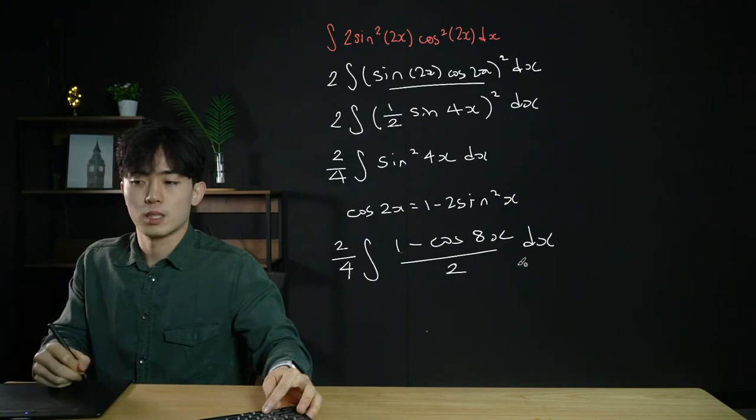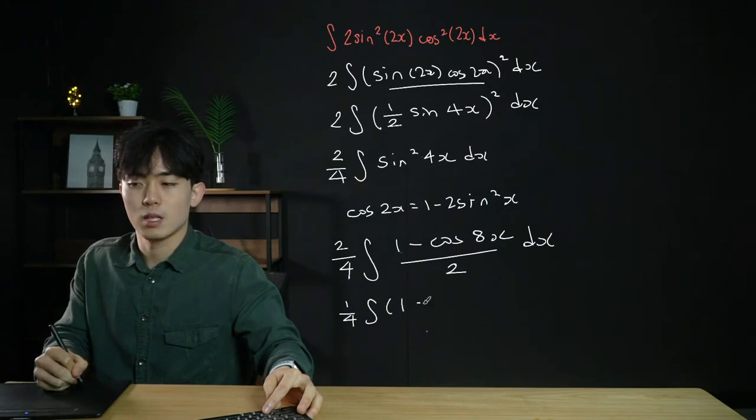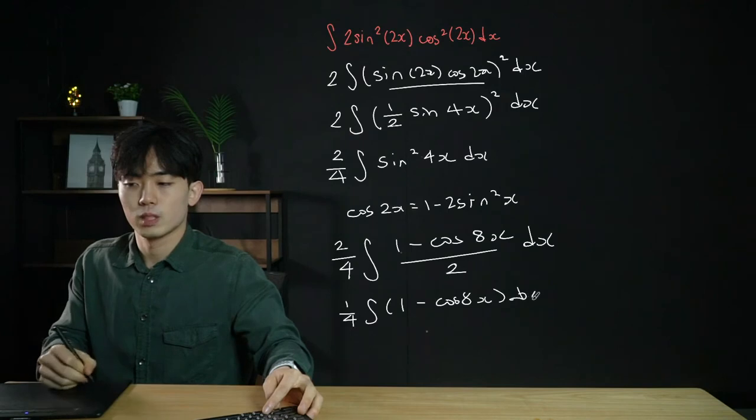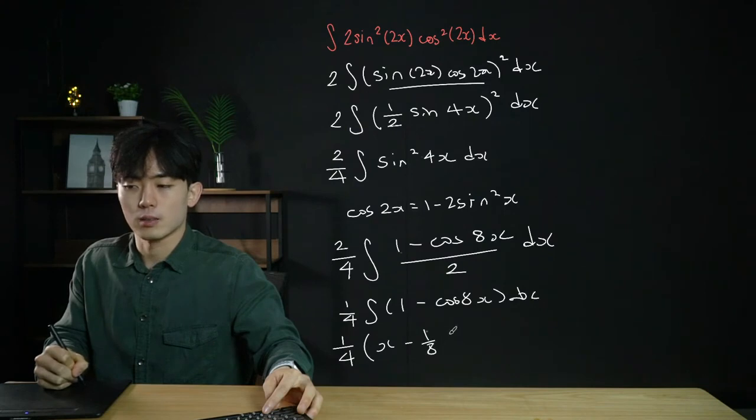I'm going to take the 2 out again, so we're going to be left with 1 over 4 on the outside, and all we have to integrate is 1 minus cos 8x. And so this is very simple. We're going to get x minus 1 over 8 sin 8x plus c.